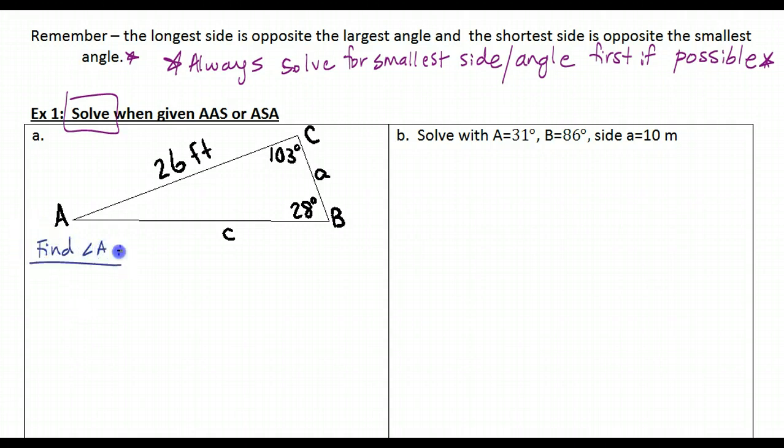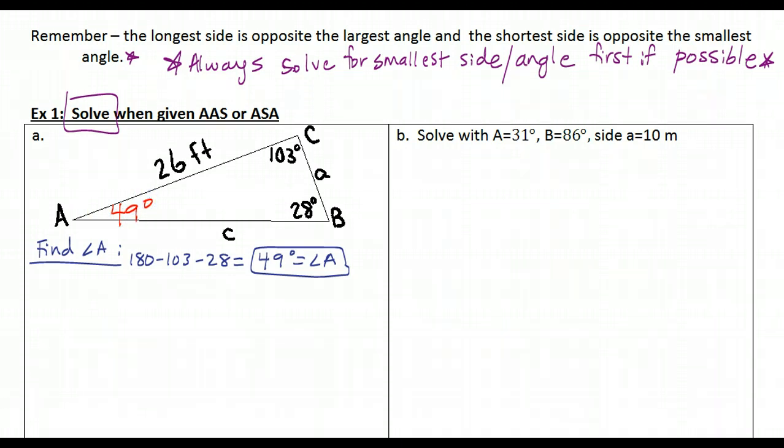Now, once you know 2 of your angles, finding the third angle is super easy, because I just subtract from 180. And I end up with 49 degrees. Again, to solve a triangle, we need every missing side and every missing angle. So I've got my missing angle.